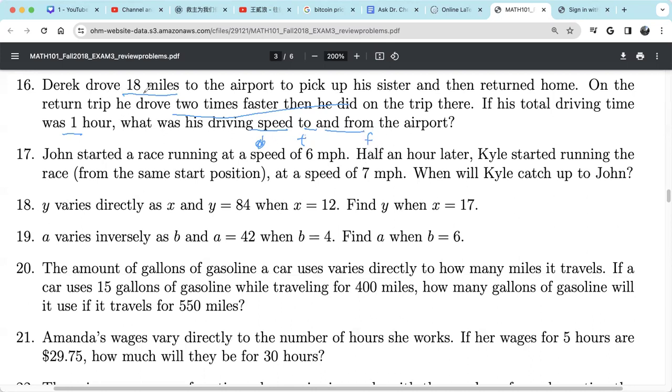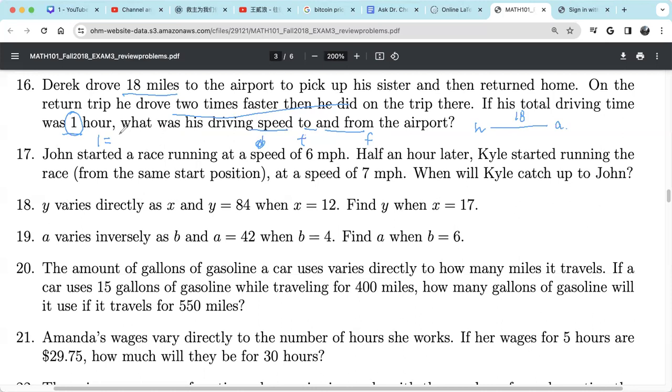So this says Derek drove 18 miles to the airport. That means the distance from his home to the airport is 18 miles, right? So we know the distance for both directions: from his home to the airport, 18 miles, and from the airport to his home, 18 miles. So what do we know? We know the total time spent was 1 hour. So we want to make that equation. The 1 hour equals the time to the airport plus the time from the airport.